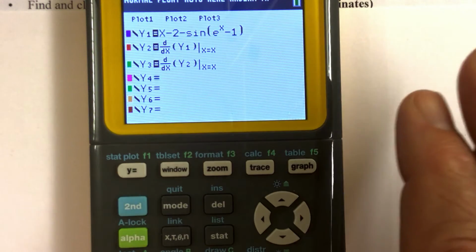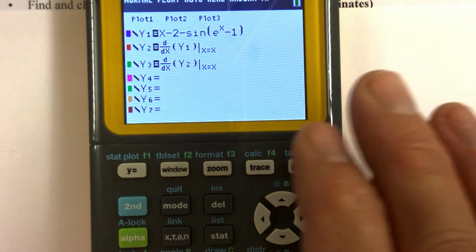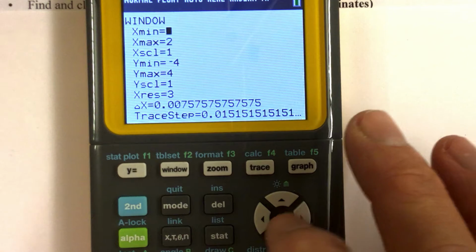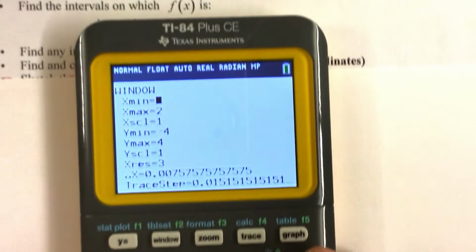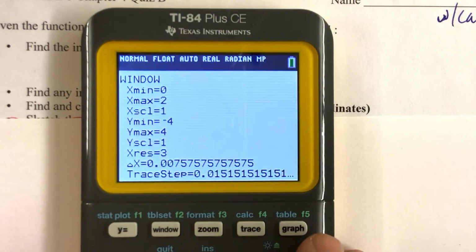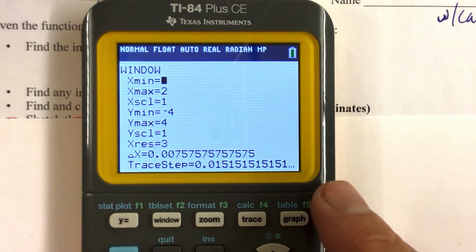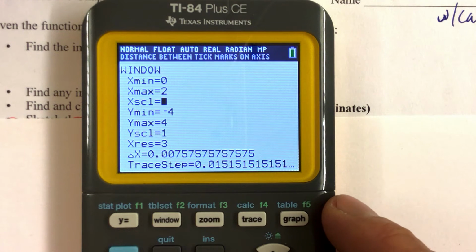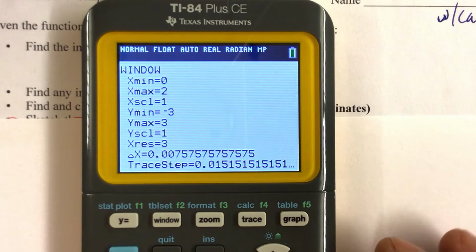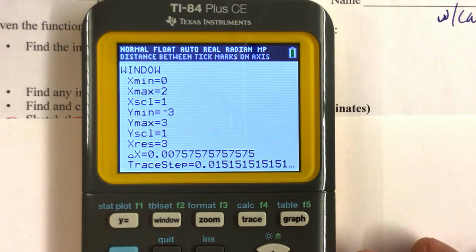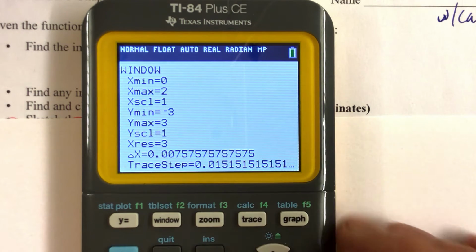And before we hit graph, that's kind of rolling the dice. We don't want to do that yet. We want to hit window and adjust our window to match our domain interval that we were given. So we're given that we're trying to analyze this function on the interval from 0 to 2. So that's our domain window. Make sure your x scale is at 1, keeping things simple. And then you could go from -3 to 3, and probably the graph of the function will be in between those two values. And then xres 3, always make sure you change the xres to 3.